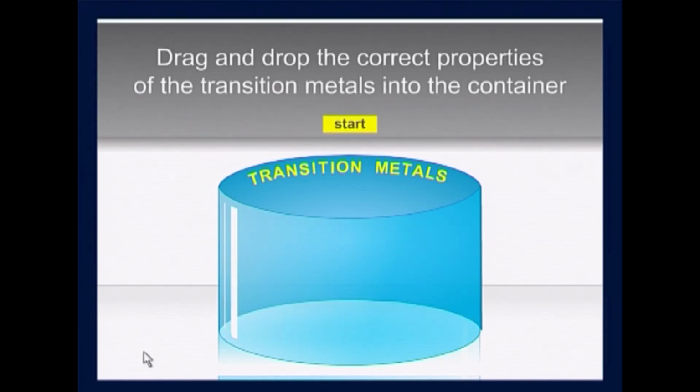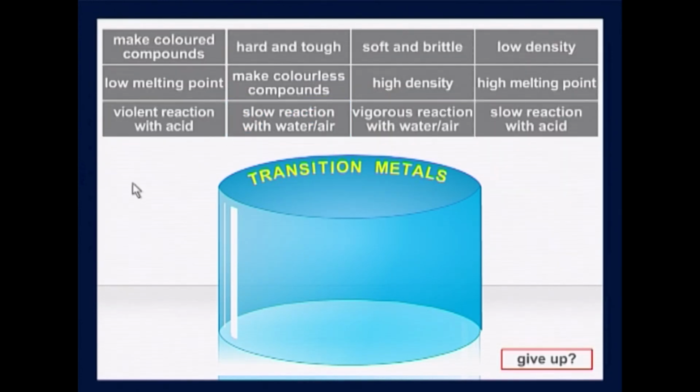So, now I am going to give you one task. In this task, I have mixed some of the properties of the s block elements with the d block elements. You have to identify which of these properties are for transition elements and which are for non-transition or s block elements. Say for example, the first one is colored compounds.